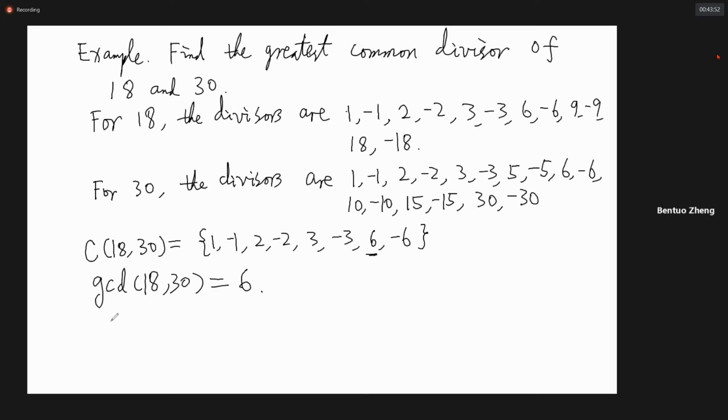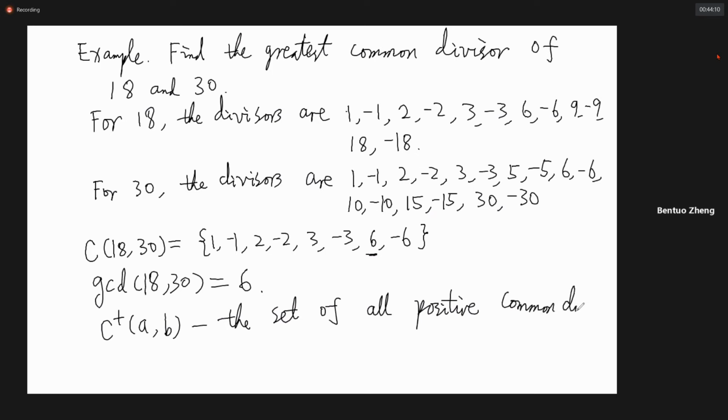You can also use this notation. C plus of AB, this means the set of positive common divisors of A and B. So in this situation, the greatest common divisor always comes from this C plus of A and B. So you don't have to each time list all the negative counterparts. You just look at the positive divisors. That's okay. But this is only for finding the greatest common divisor. But if in some other problems you may want also negative divisors, then you have to be careful.